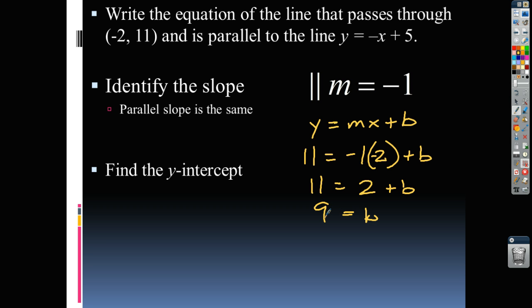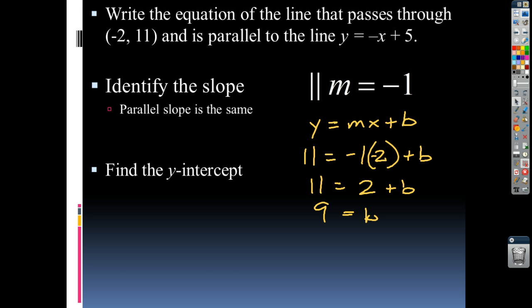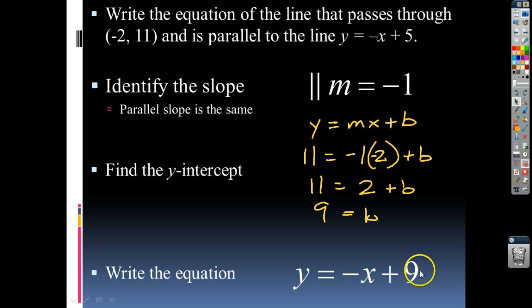Then I'm going to plug that back into my original mx plus b. I know that m is negative 1. I know that b is 9. So I get y is equal to negative x plus 9. And then you'll realize that this line is 4 above the original line and travels across at the same steepness, because the slope is the same.